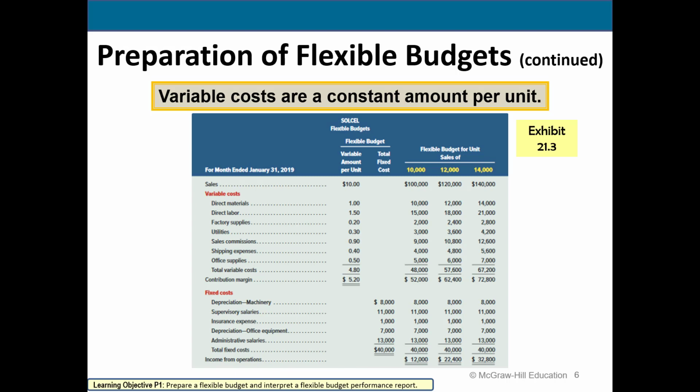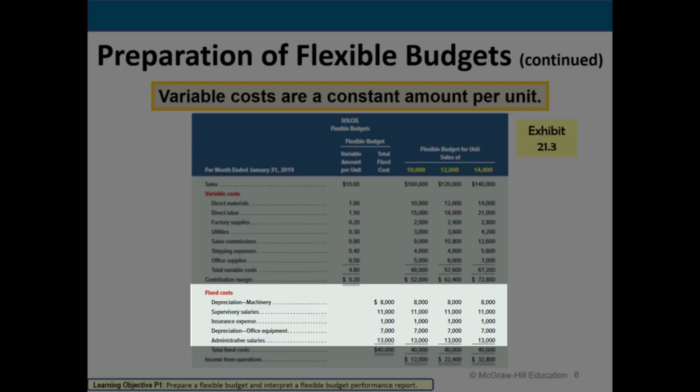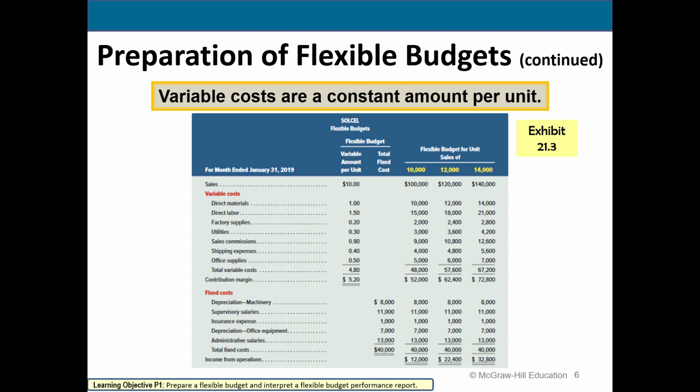So we will simply prepare multiple budgets based on various sales activity levels. In this example, we are looking at three budgets, one prepared for 10,000 units, one prepared for 12,000 units, and one prepared for 14,000 units. Notice also that the costs are separated into variable and fixed. So first, we will express the variable cost in per unit amounts. And we will do this for the three different activity levels.